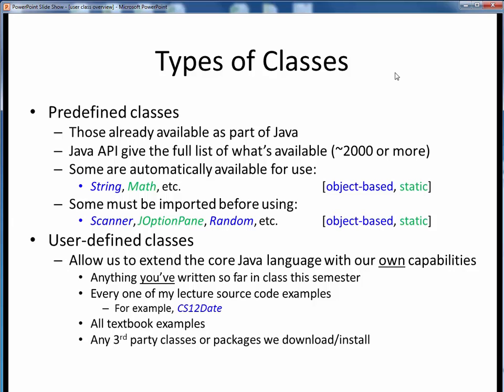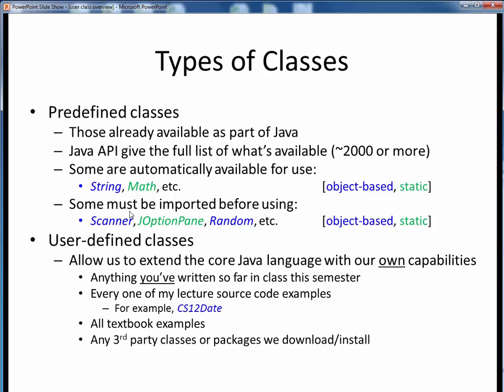If we wanted to classify the types of classes available to us in Java, we'd probably come up with something along these lines. In a very general sense, we have two basic types of classes: predefined classes and user-defined classes. Predefined classes are those which are automatically available to us when we install the Java JDK, and there are roughly 2,000 or more of these, all described for us online in the Java API. Some of these classes are automatically available for us to use, with no action needed upon our part. These might be classes such as String or Math, which live in the java.lang package and require no import, so we can use these immediately.